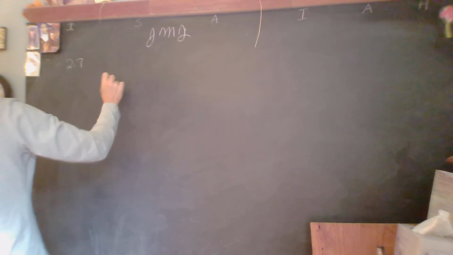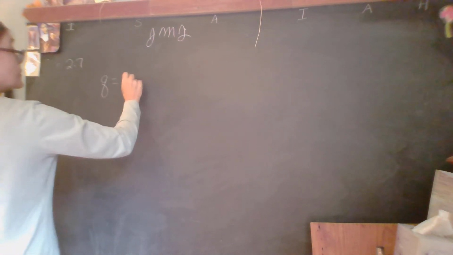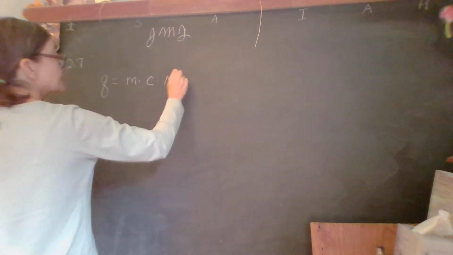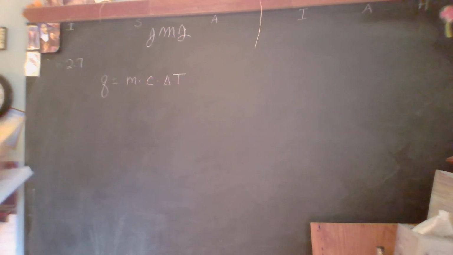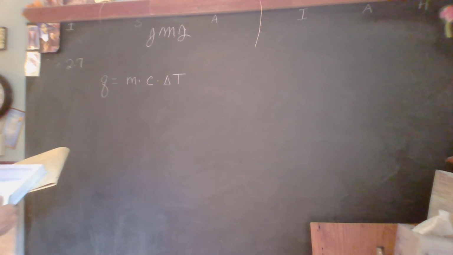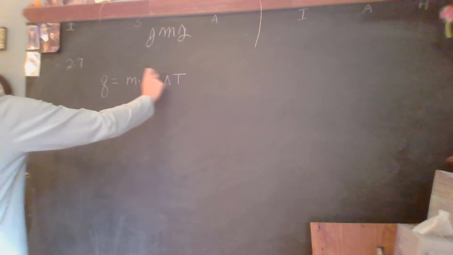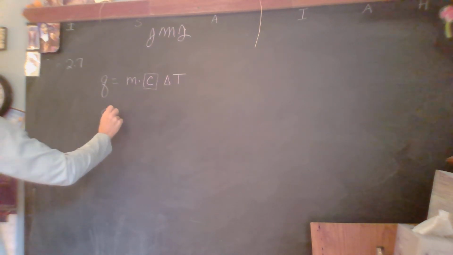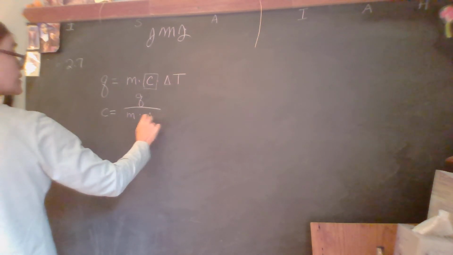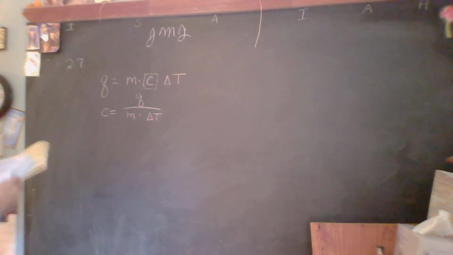Okay, so to solve for Q, Q is the mass times the specific heat times the delta T. So we are told Q, we are told M, we are told delta T. What we do not know is C. So we have to solve for C. So we're going to use algebra. C is Q divided by M times delta T. All right. Now we just plug in our numbers and do the math.